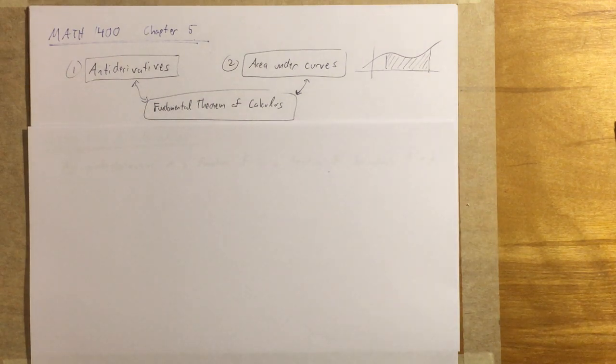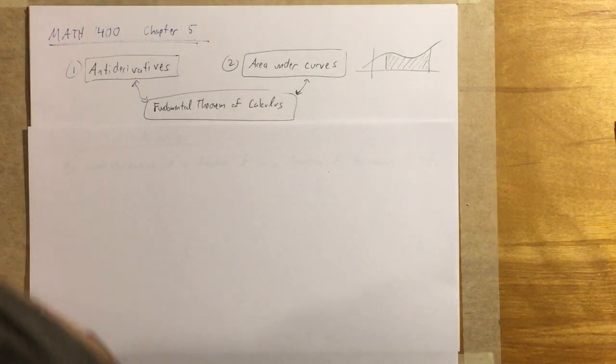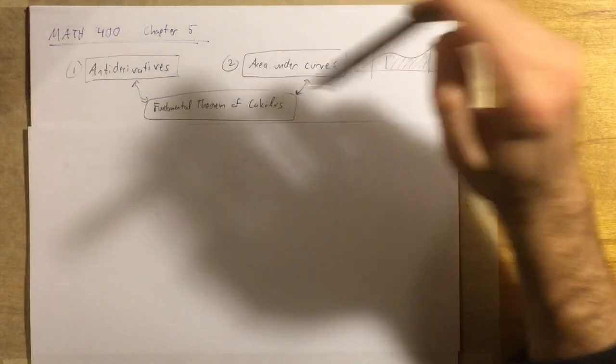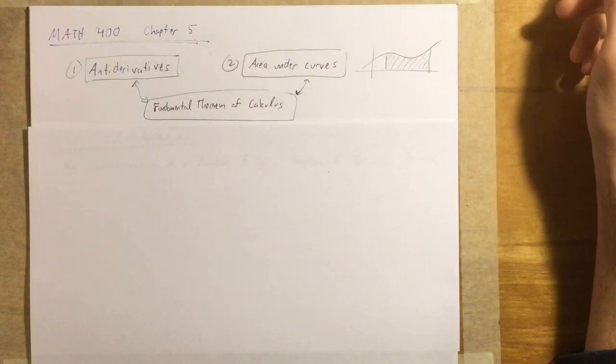All right, this is the first video for Chapter 5 for Calculus. We're going to go over Section 5.1, Antiderivatives. But before we begin, I just want to give a bit of an introduction to Chapter 5 on the whole.